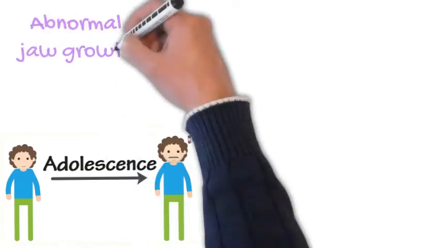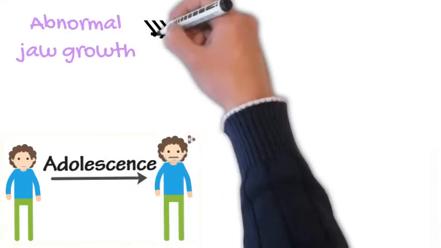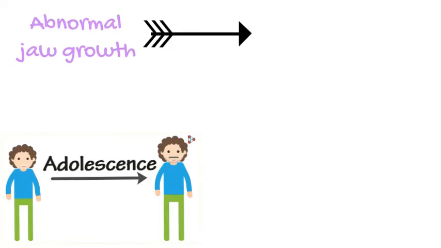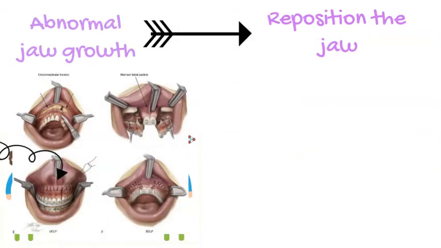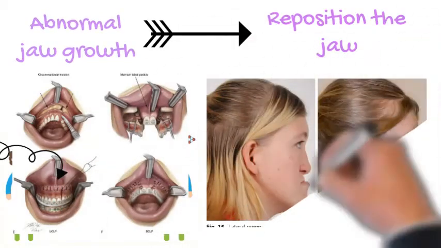When the child approaches adolescence and the teeth don't meet properly because of abnormal jaw growth, then the orthodontist and surgeon join forces to reposition the jaw after pubertal growth is completed. This is done by performing orthognathic surgery.